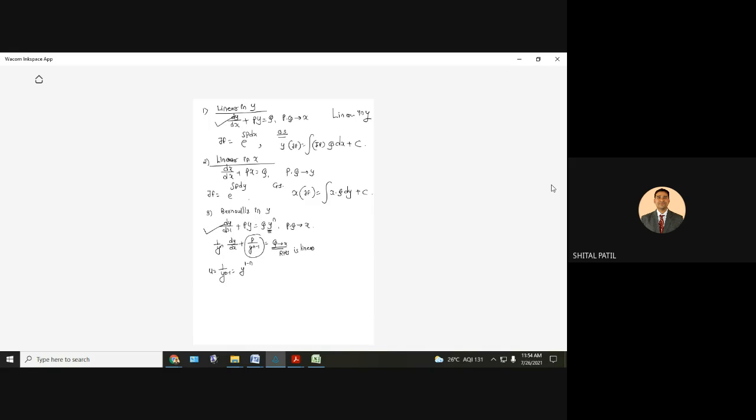Then you differentiate with respect to x. So du/dx equals 1 minus n times y raised to n, then dy/dx. And then I'll use these substitutions here and here. Then the differential equation will be reduced into a linear differential equation, and then we know how to solve it.